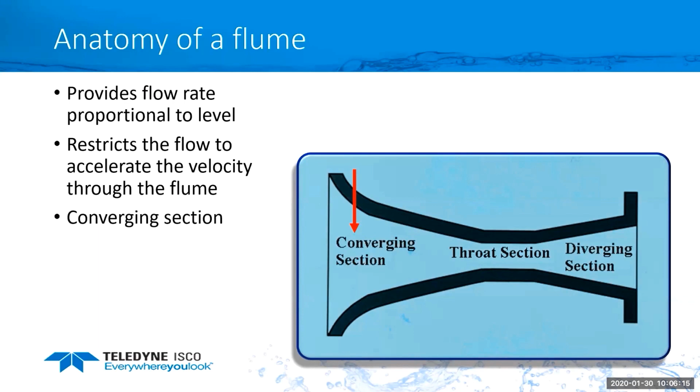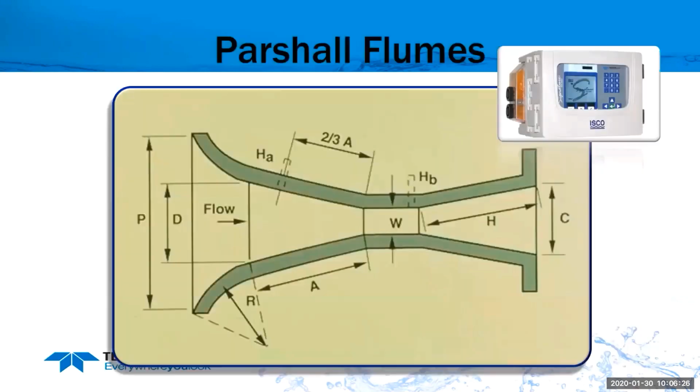But there are 3 parts to a flume. You have the converging section, where the water comes into the flume. The throat section, where the water is accelerated through the flume, and then the diverging section, where the water exits the flume. Let's take a closer look at that. I have people call and ask what size flume I have, and to determine that, you measure the width of the throat, and that will determine the size of your partial flume.